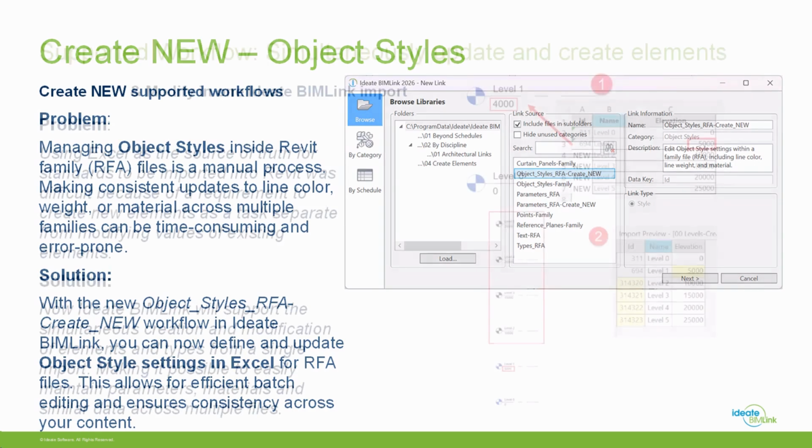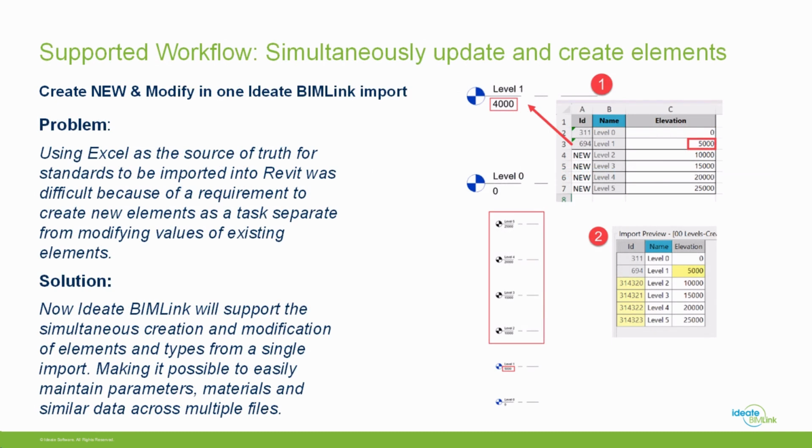In this update, Ideate BIM Link now supports the ability to create and modify elements in a single import, making it faster and easier to manage Revit standards directly from Excel. In the past, you had to run separate processes, one to create new elements and another to modify existing ones. That separation made it difficult to use Excel as a standardized source of truth for managing project data. With this improvement, you can now handle both tasks in one streamlined workflow. Here is how it works.